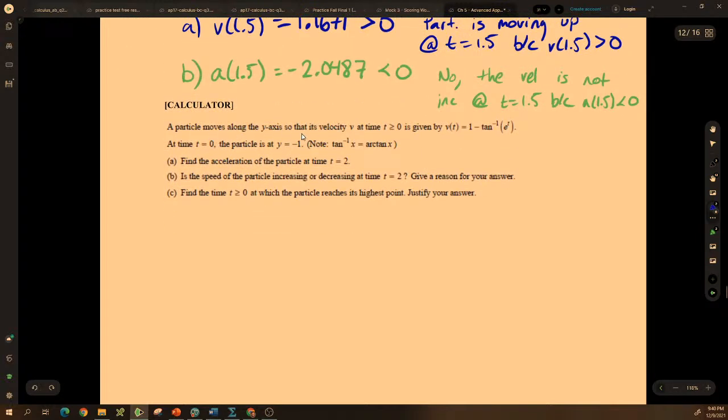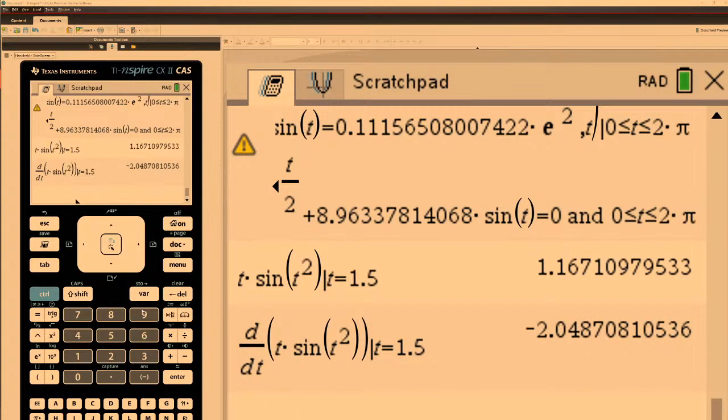Next one, a particle moves along the y-axis, and again they give me a velocity. So again, y-axis, up positive, down negative. And then they tell us at time 0, the particle is at y equals negative 1. Find the acceleration of the particle at time 2. So in A, I want A of 2. On my calculator, I have a formula for velocity. If I want acceleration, I'm going to just take the derivative and plug in time 2.